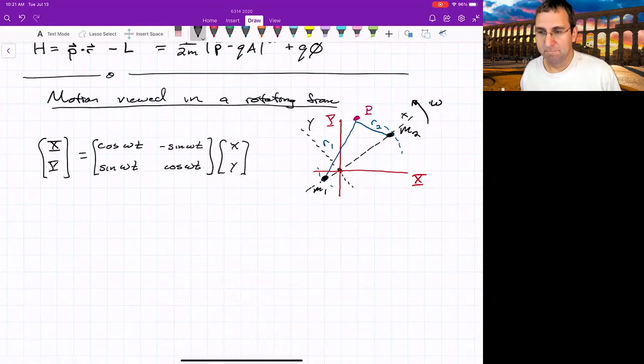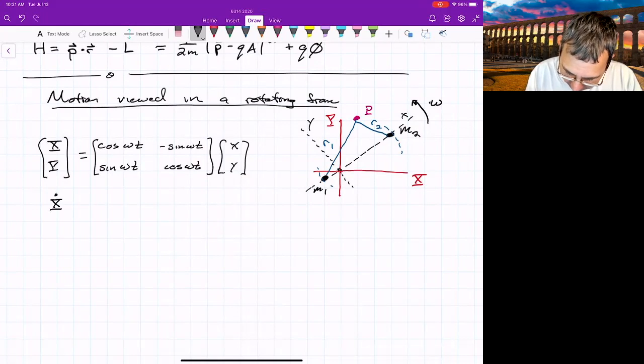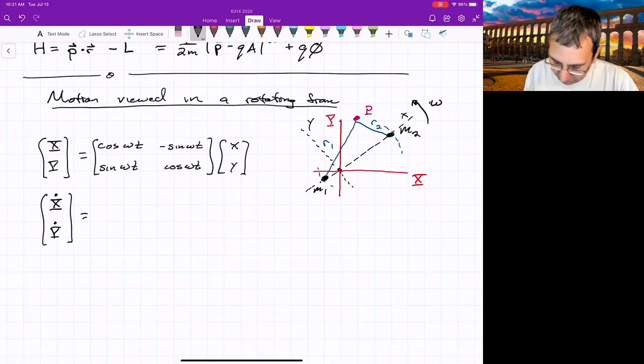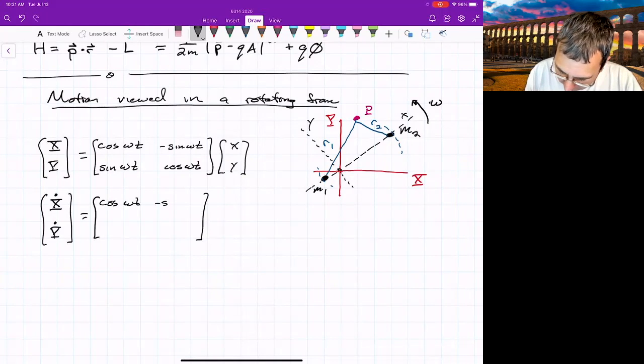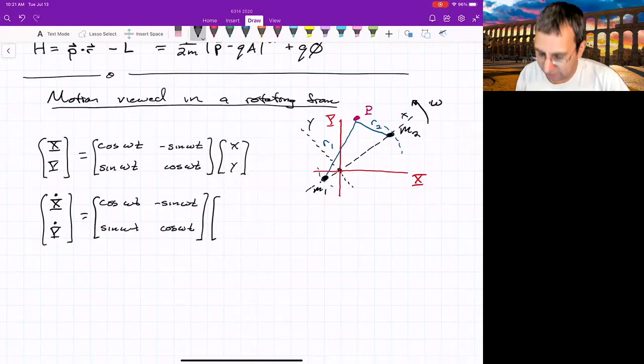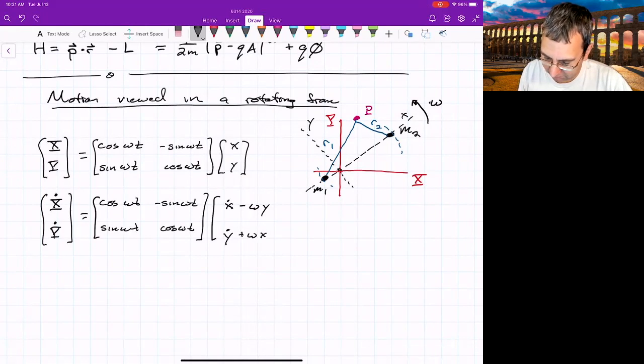And if you take time derivatives, which you could do, then you'll get something. So X dot, Y dot equals what? We'll get this same rotation matrix times little x dot minus omega y, and then little y dot plus omega x.